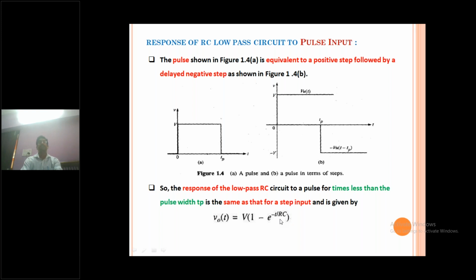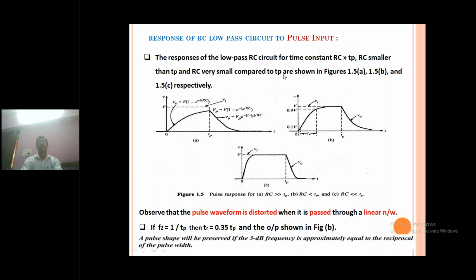Now the same equation is shown in these three diagrams of output waveforms. Why three diagrams? Generally, any output waveform of a linear circuit depends on the time constant, which is RC. The components here are R and C: the capacitor is connected in shunt, and R is connected in series between input and output. For this connection, there will be different time constants.